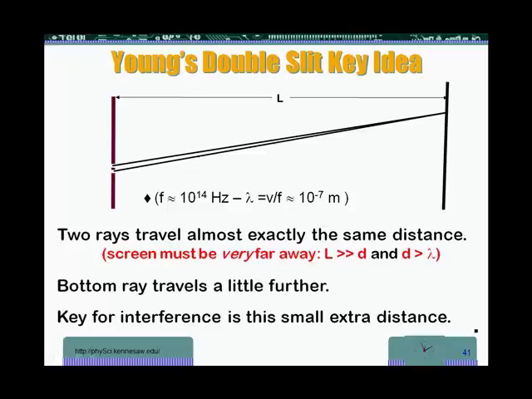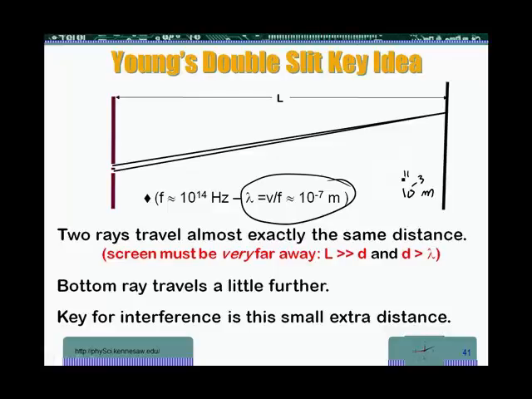Okay, now that we understand the idea behind Young's double slit experiment, we have a few things that we need to make precise. First, remember the wavelength of light. This is something like 10 to the minus 7 meters. A millimeter is 10 to the minus 3 meters. So we are talking about 10 to the 4, that's 1/10,000th of that, which is not going to be something that's easily visible.